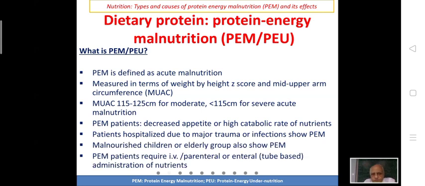Malnourished children also show this protein malnutrition. Or the elderly group, for example, in old age, people don't feel like eating, they lose appetite, but this is not correct. They need to have proper intake of food. Then PEM patients, if they don't take food orally, require intravenous, parenteral or enteral tube-based administration of nutrients.